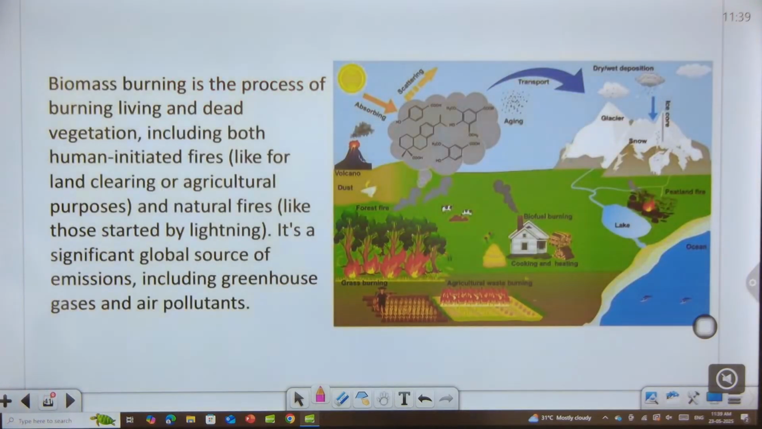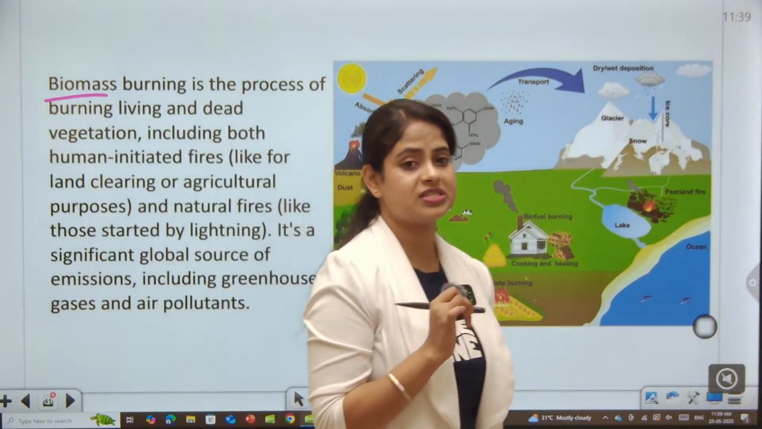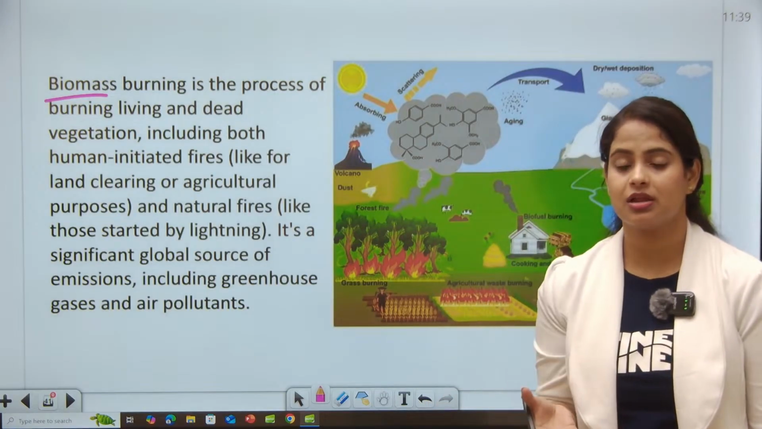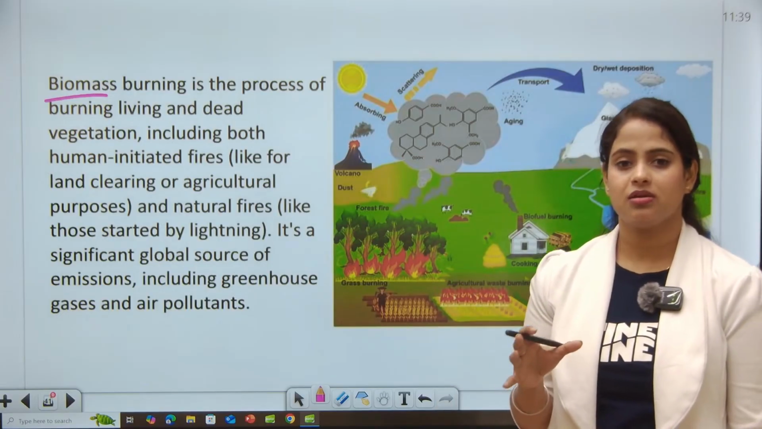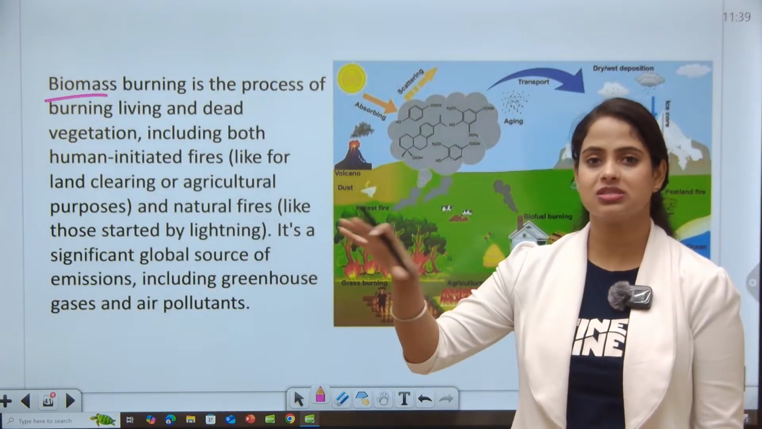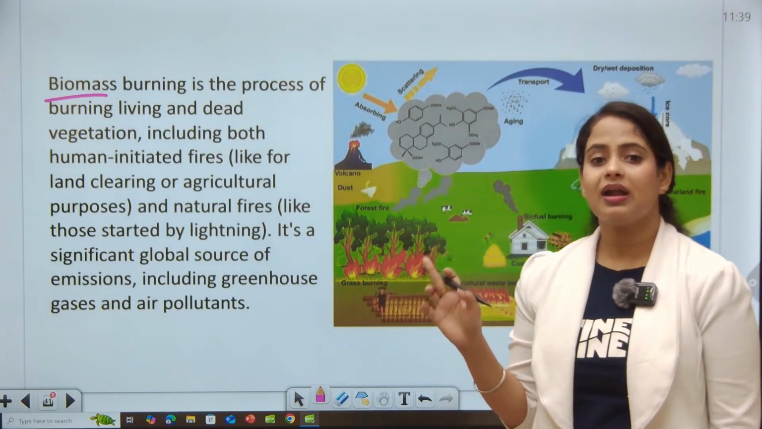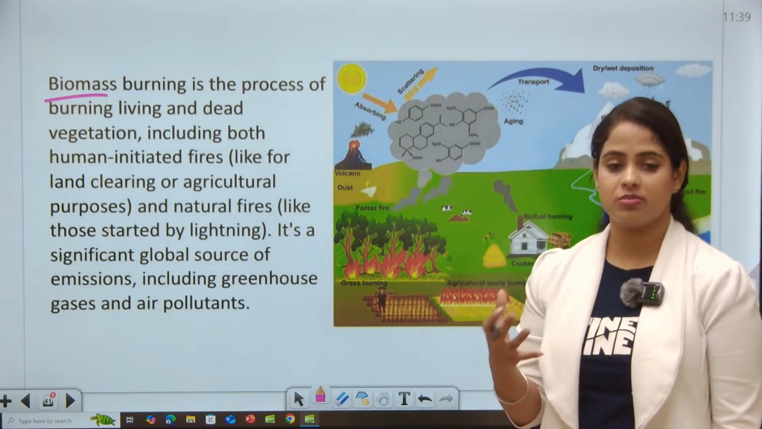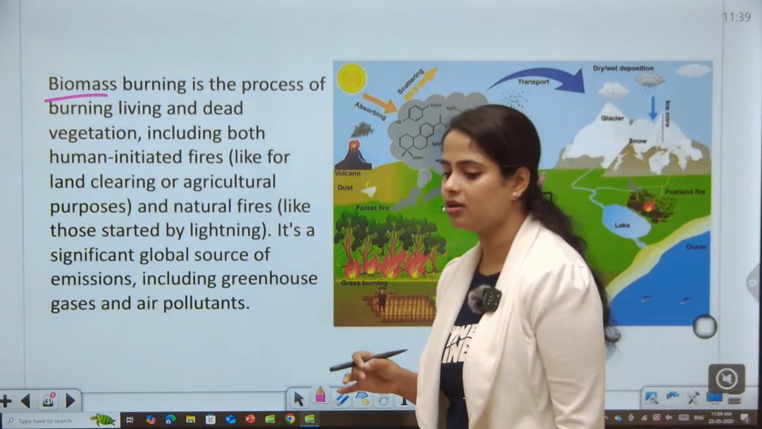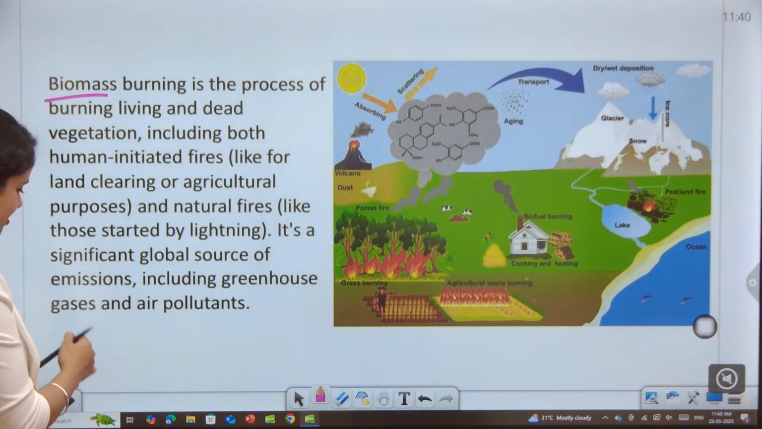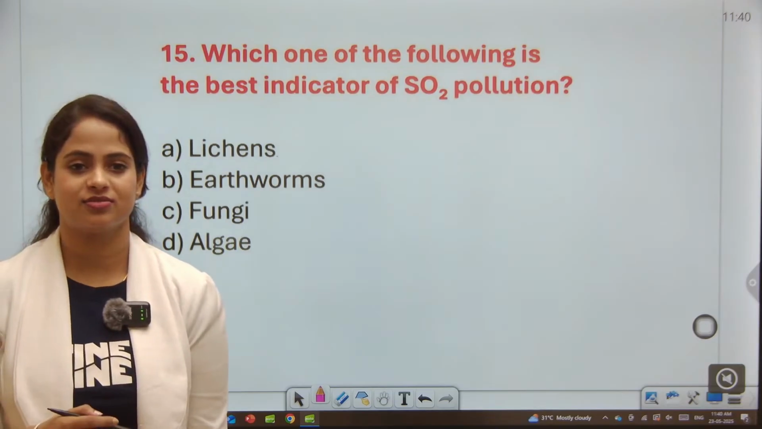So biomass burning is the process of burning living and dead vegetation, including both human initiated fires like for land clearing or agricultural purpose. Basically in summer we see that they set fire, then the hills catch fire and spread quickly due to the dry weather. And natural fires like those started by lightning are a significant global source of emissions including greenhouse gases and air pollutants. Cooking. So Rohan has taken cooking.